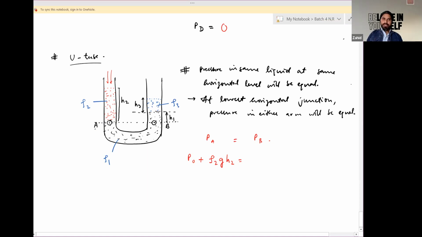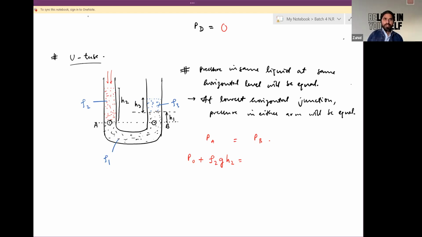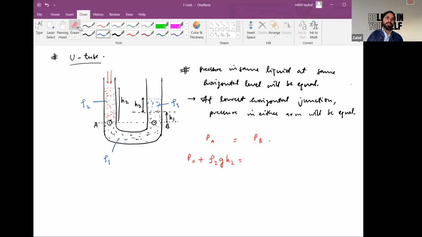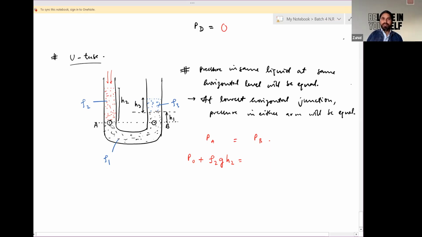If you want to calculate net pressure at point A, since this whole system is accelerated due to gravity only, there is no horizontal acceleration. Gravity acts along vertical direction. So there will be pressure at point A due to only vertical component of fluid.